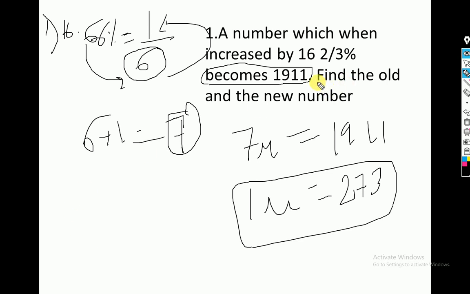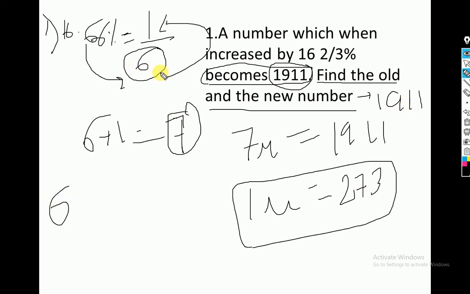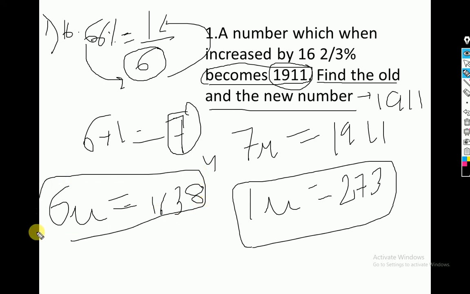Now it is asking to find the old and the new number. The new number is already given, right? The new number is already given in the question. So the old number is 6 units because we added 1 unit to this number. So this is the old number. 6 units will be equivalent to 1638. Alright, so this is how it's done. Okay, I'll repeat this one more time.